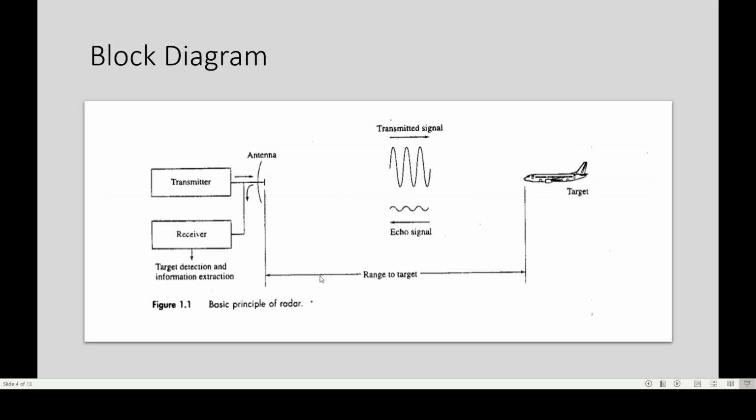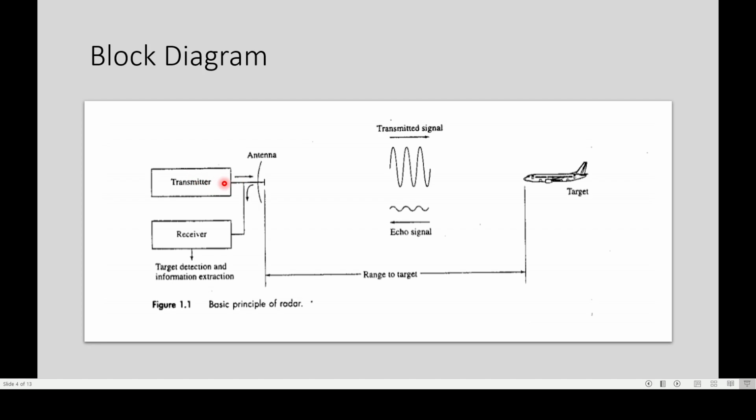So this is the simplest block diagram of a radar. The radar basically consists of a transmitter and a receiver, and usually a common antenna is used, and this antenna is used on a time shared basis. So this antenna can be connected to the transmitter or the receiver, not at the same time. This is made possible by a duplexer. We will see what a duplexer is in the later slides.